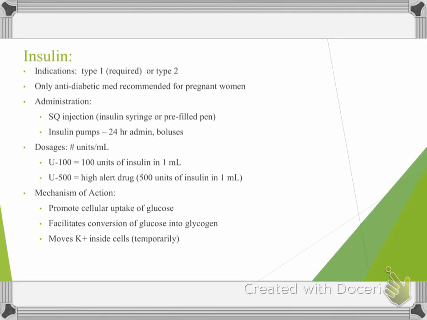So insulin. Indications, type 1 is absolutely required because your body's not making it anymore. With type 2, we talked about how the decrease in the response of the receptors comes back to having a lot of insulin hanging out in the blood, the beta cells stop producing the insulin because there's so much insulin hanging out, and so they start to have a decrease in insulin production, and then they'll need it for type 2.